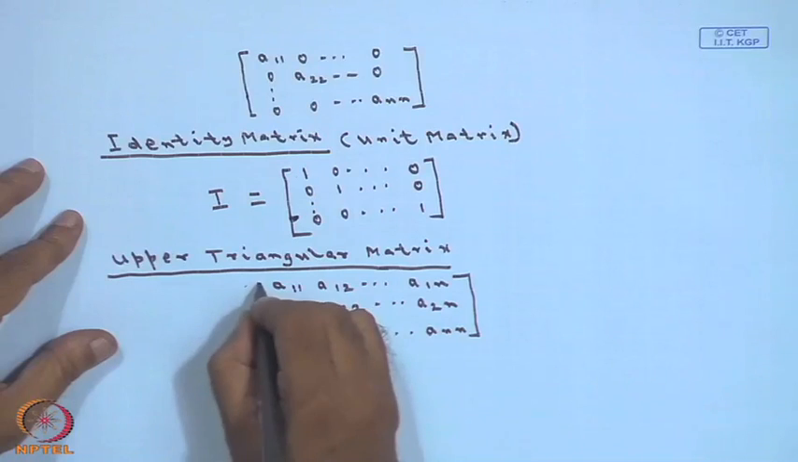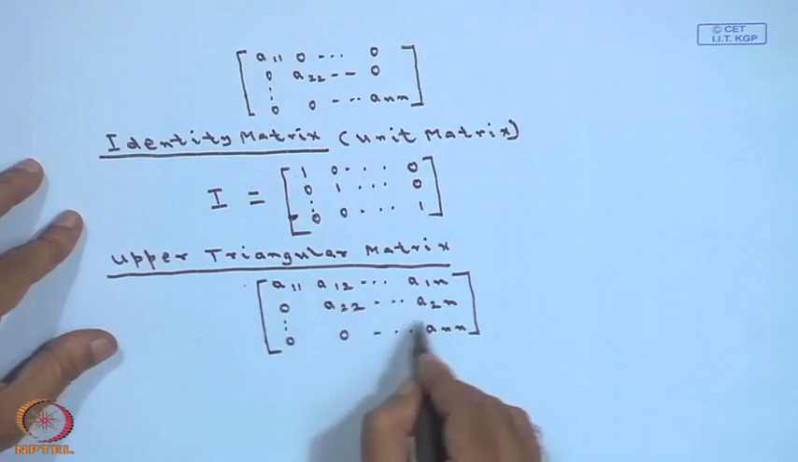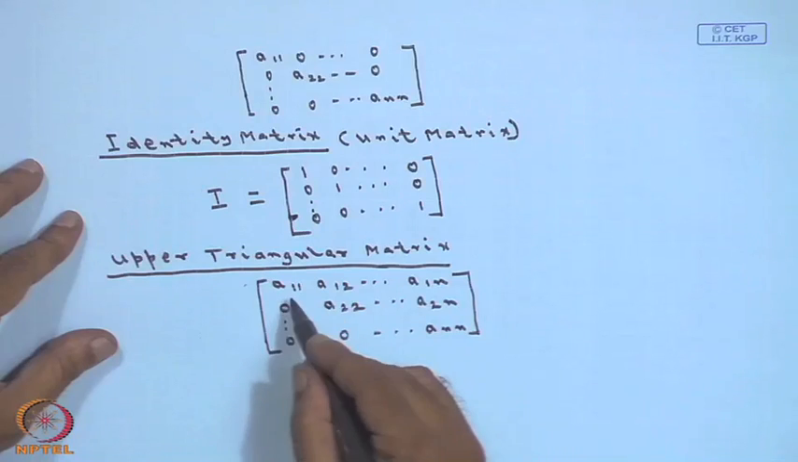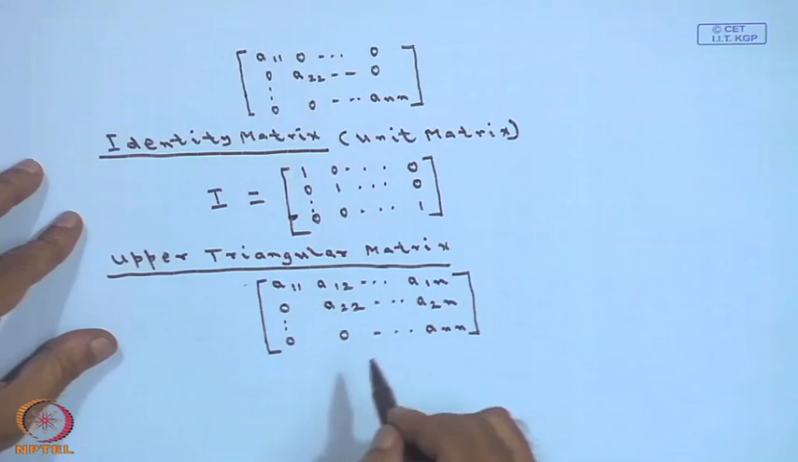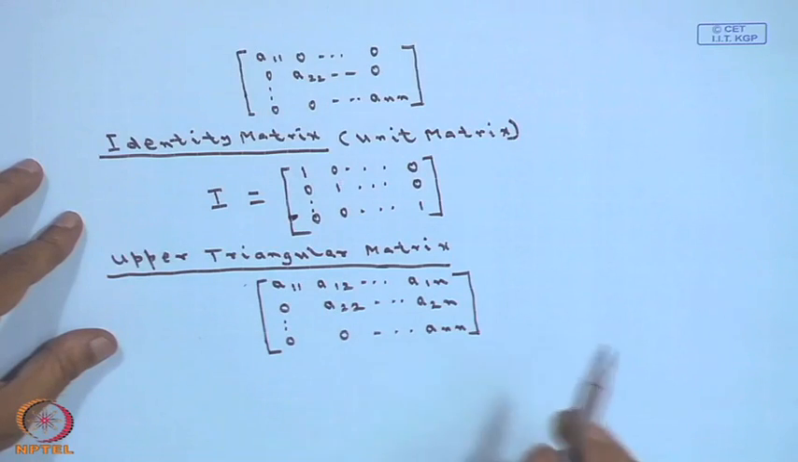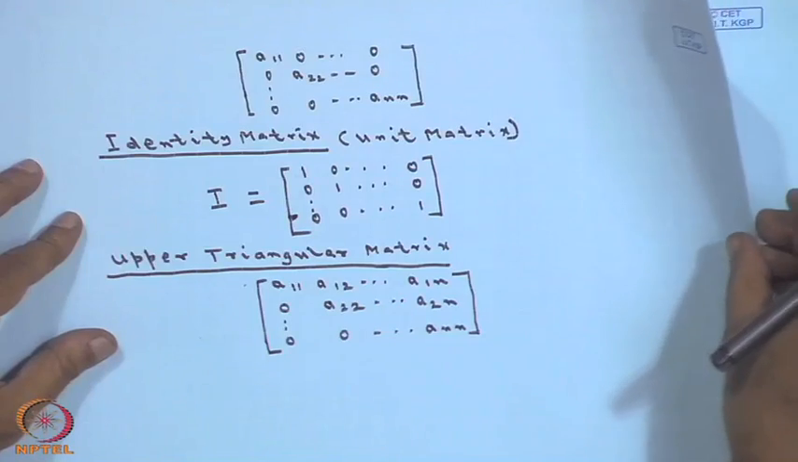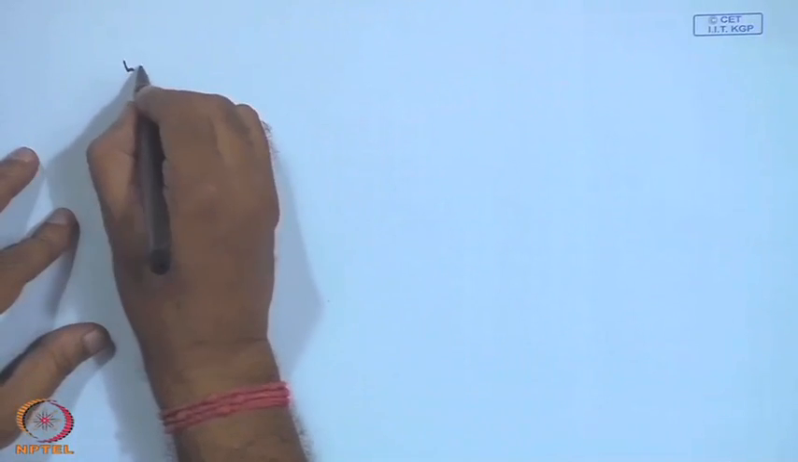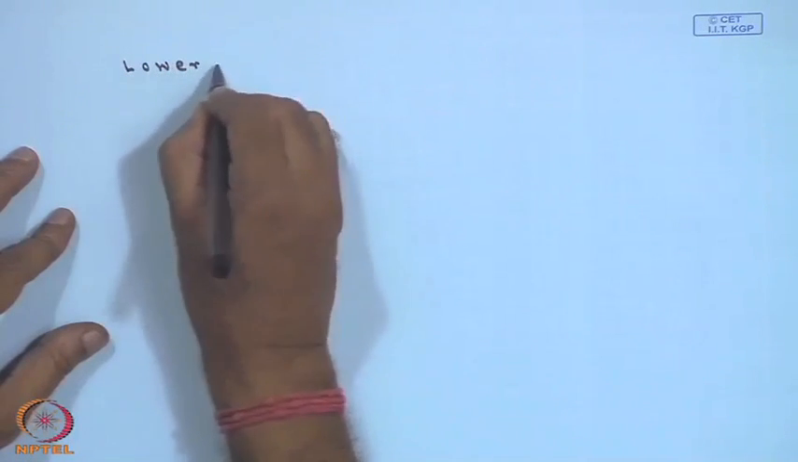If you see this, in this case all the elements above the diagonal elements are non-zero, and on this side all the elements below the diagonal elements are 0. So, this one we call the upper triangular matrix, and similarly you can define the lower triangular matrix also.